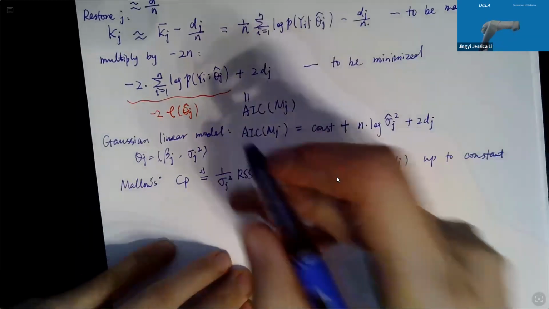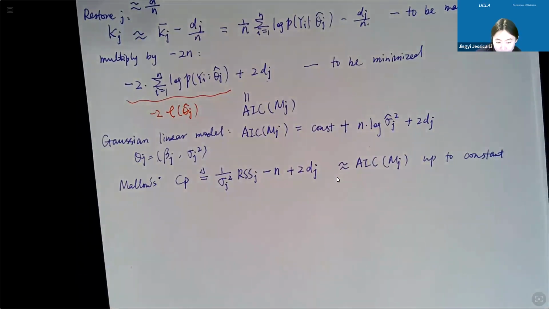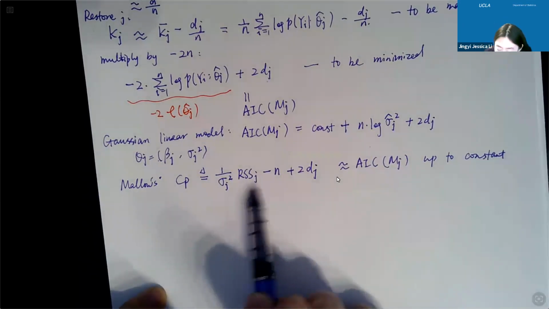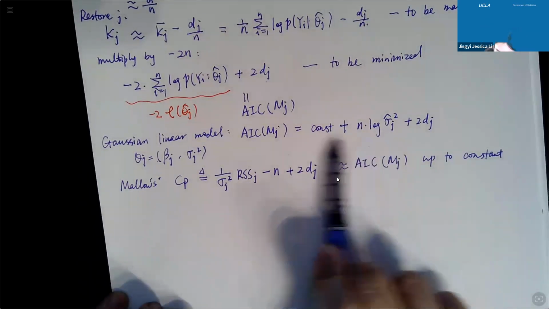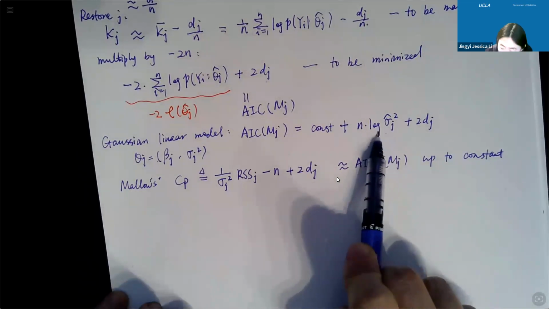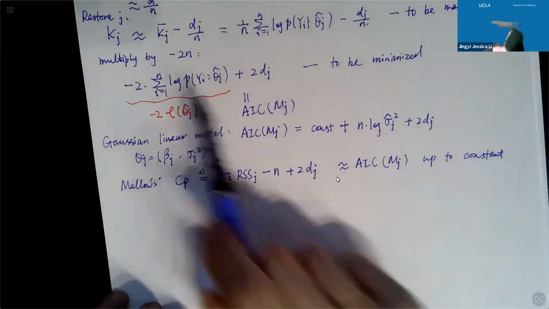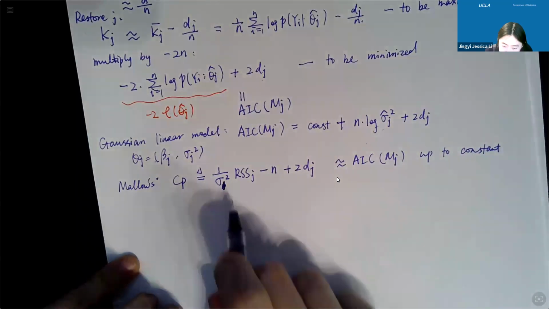But in the Mallow CP, we actually use the sigma square estimated from a full model, the largest model you want to consider, to replace the sigma j square. And RSS is definitely from fitting the model J. So the logic here is that if we consider the AIC MJ, we have this log term, that comes from the log likelihood. So what we do is that probably it's better I drop the J. I dropped the J. I just call the sigma square the true sigma square.